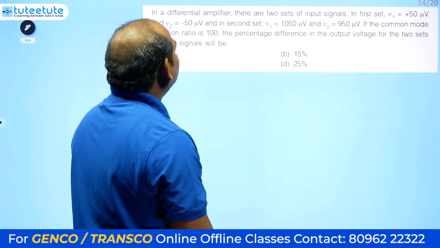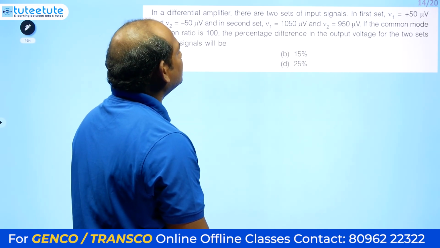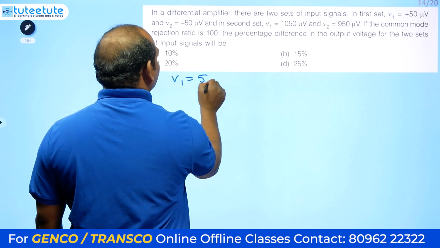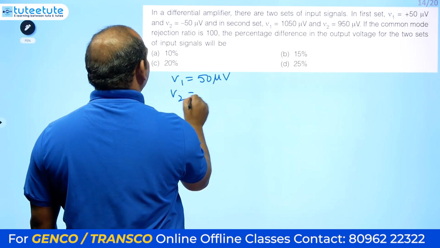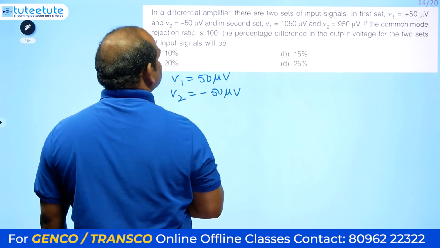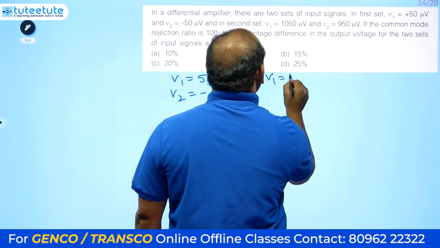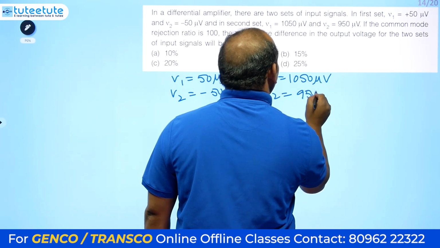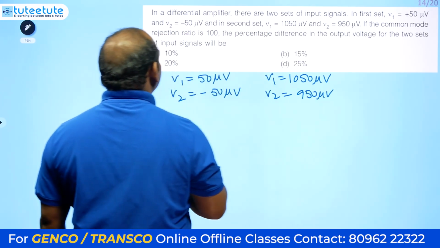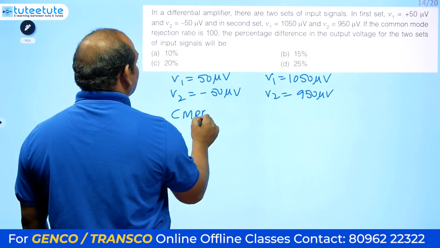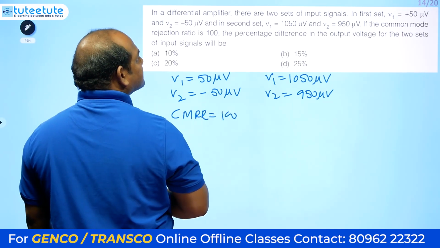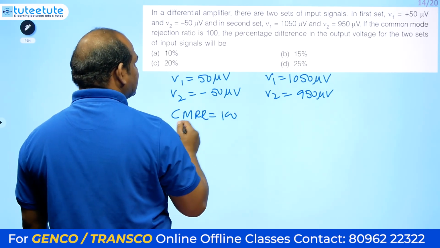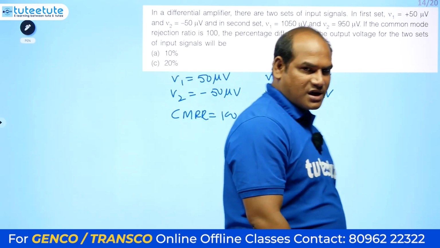In a differential amplifier, there are two sets of input signals. In the first set, V1 is equal to 50 microvolts, V2 is equal to minus 50 microvolts. In the second set, V1 is equal to 1050 microvolts and V2 is equal to 950 microvolts. The common mode rejection ratio CMRR is equal to 100. The percentage difference in the output for the two sets of input signals will be. We have to calculate the percentage difference in the output voltage.